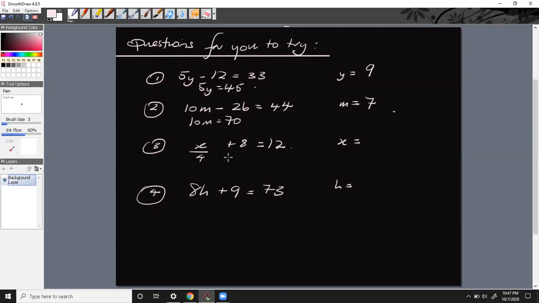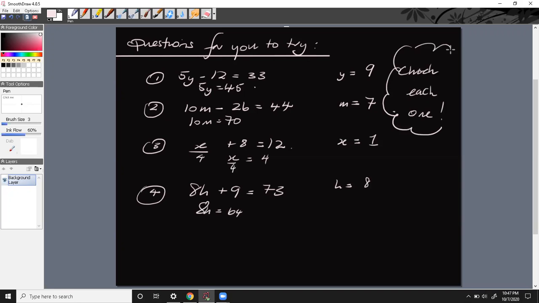Okay, so here x over 4 equals 12 minus 8, which is 4, so x is equal to 16. And 8h plus 9, so take away the 9, so 8h is equal to 64, so h is equal to 8, because 8 8s are 64. So check your answers, check each one, remember, which would be good exam practice, if you've got the time, that is.